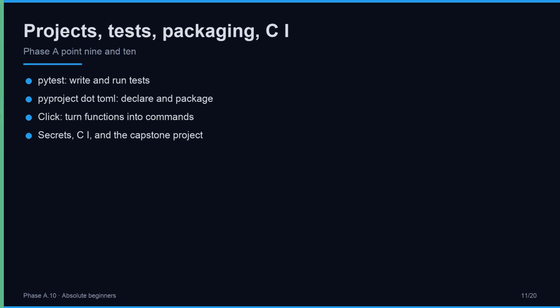Phase 0.9 and 0.10 turned you from a script writer into a developer. You learned pytest to write and run tests. You learned pyproject.toml to declare and package a project. You met click to turn functions into commands. You handled secrets safely with .env files. You automated tests with GitHub Actions.